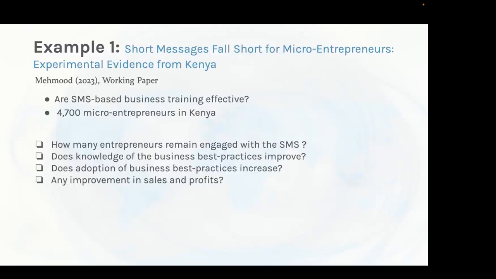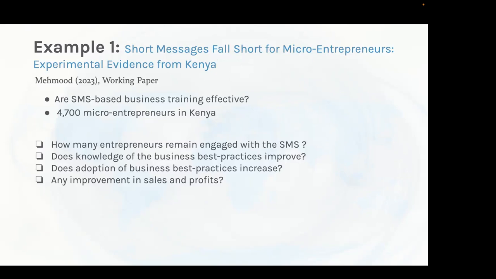So now let me give you some examples of how the results are used. First, it's an example on sending out short messages, SMS messages, to micro entrepreneurs in Kenya. It's a very recent project we have on a platform. It's still a working paper by a PhD candidate, but it's a very interesting study.